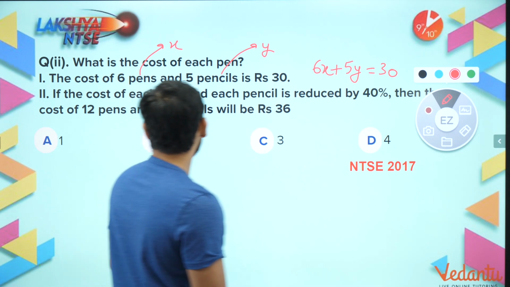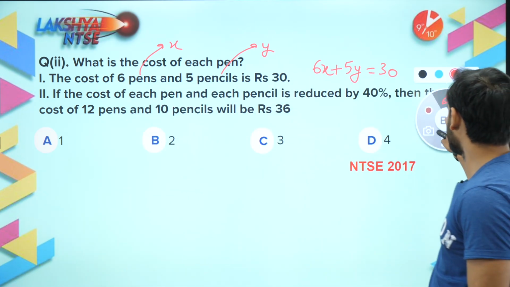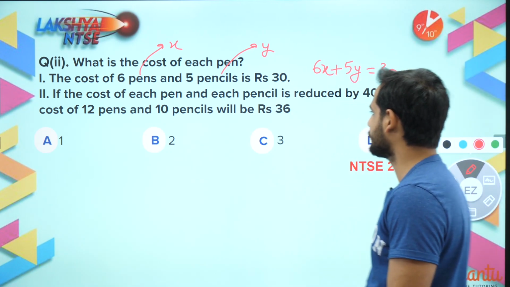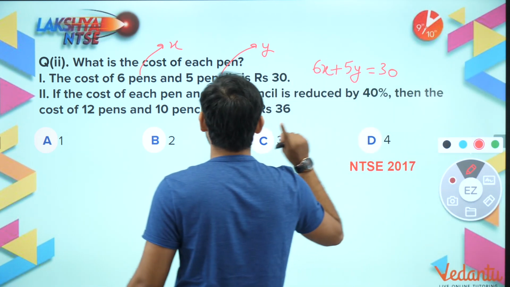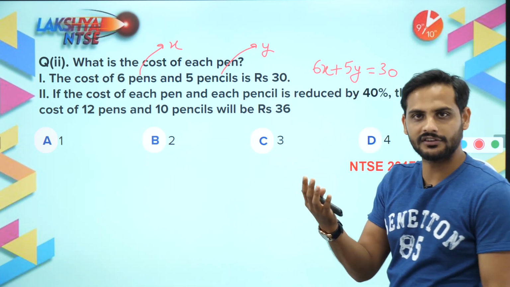Second statement is saying if the cost of each pen and each pencil is reduced by 40%, then the cost of 12 pens and 10 pencils will be rupees 36. Okay, so let us reduce the cost by 40%. That means now the cost will be only 60% of the original cost.